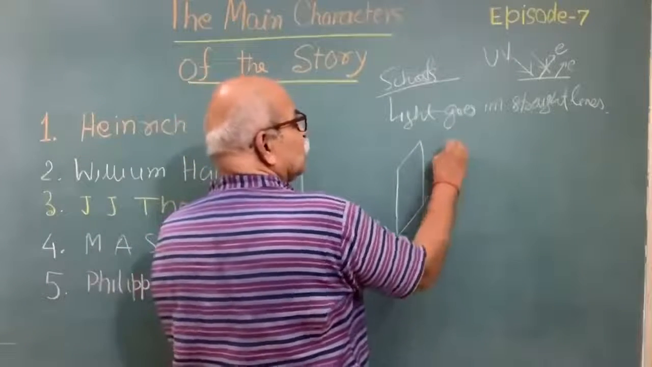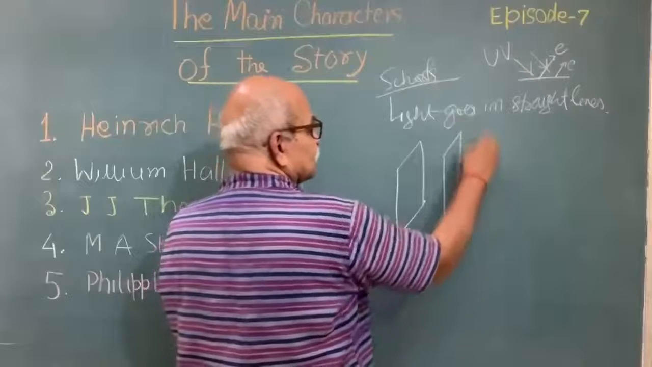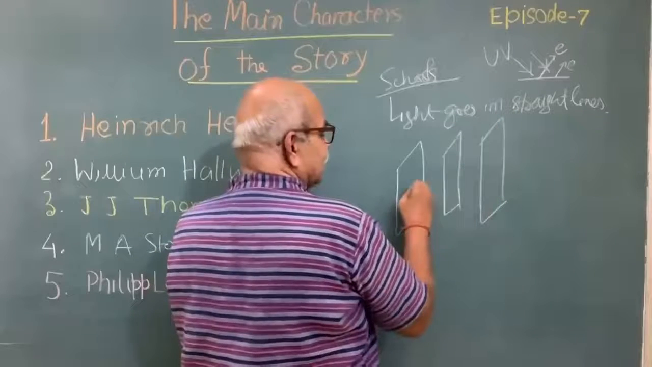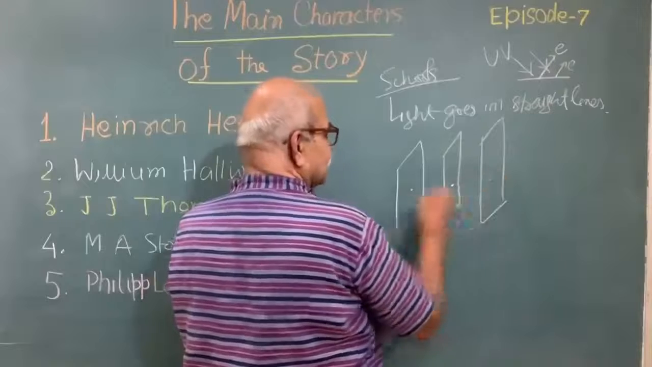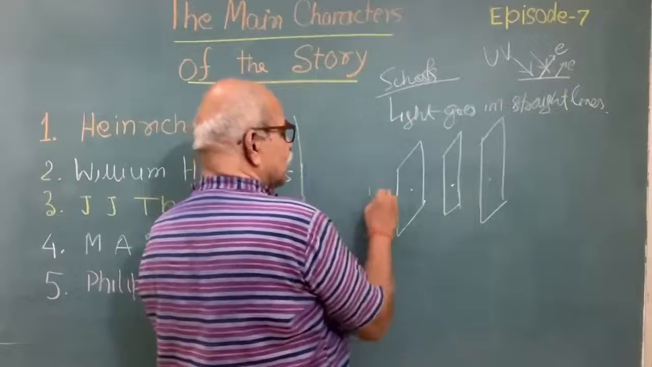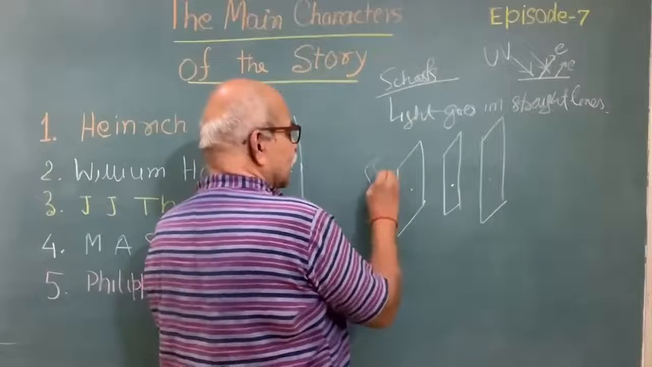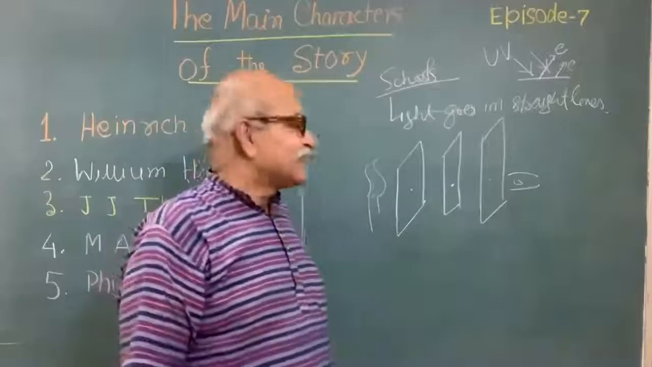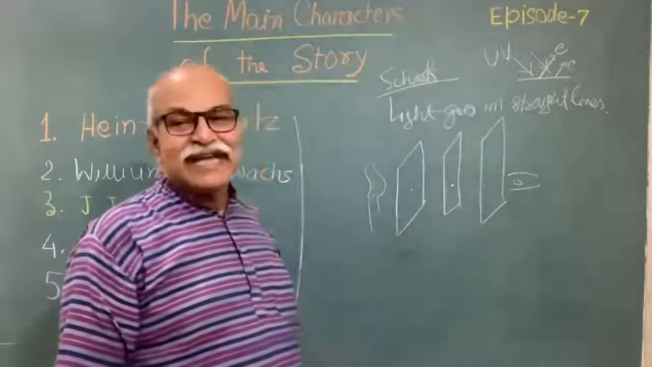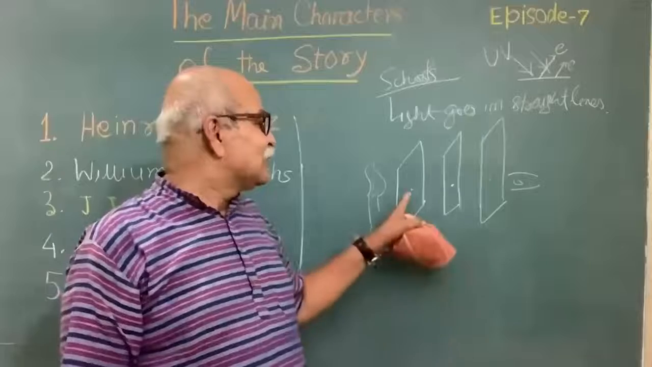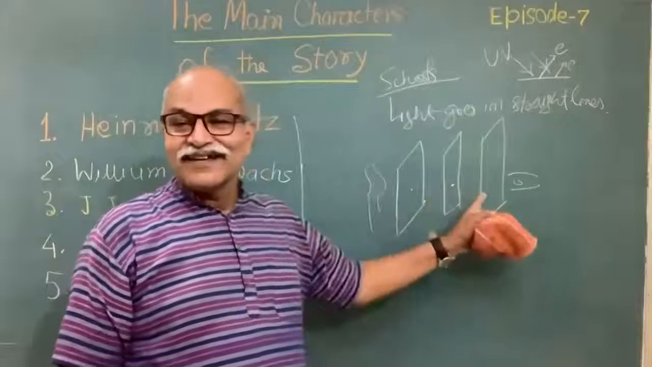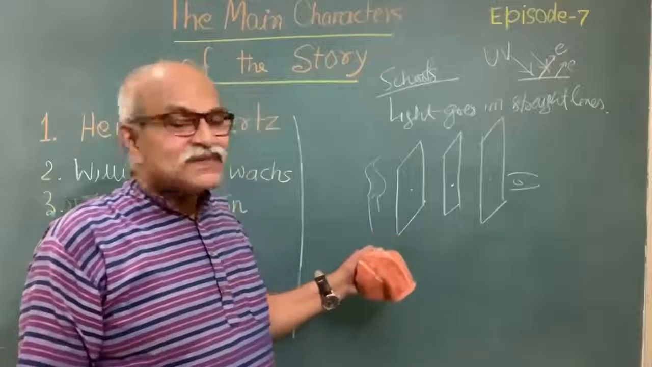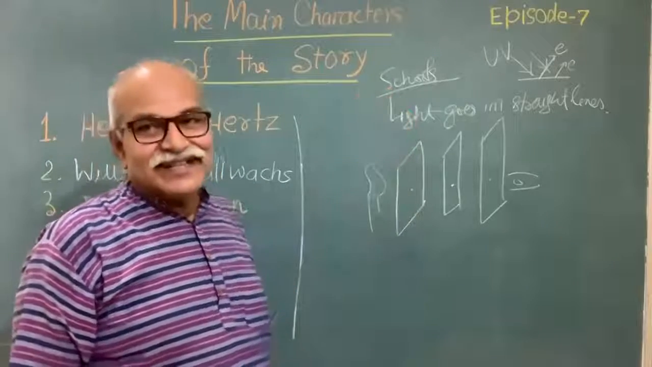Not 2, not 4, 3 cardboards, place them parallel to each other, and then put holes in them, and on one side you have a candle and on the other side you have an eye. So this eye can see the candle flame only if the three holes are in one straight line, otherwise it does not see. So that's the proof that light goes in straight lines.